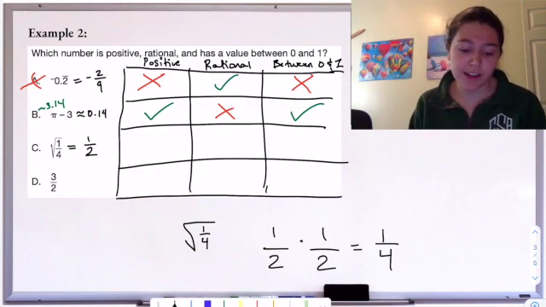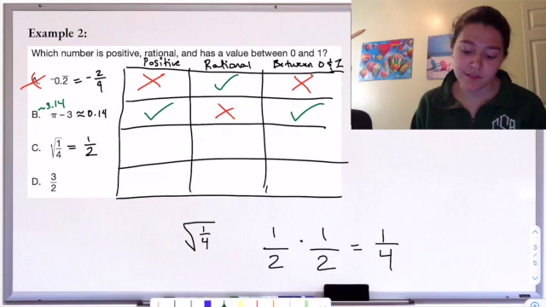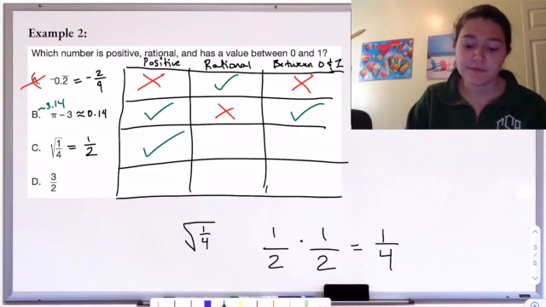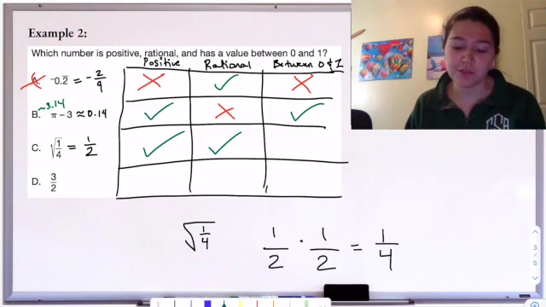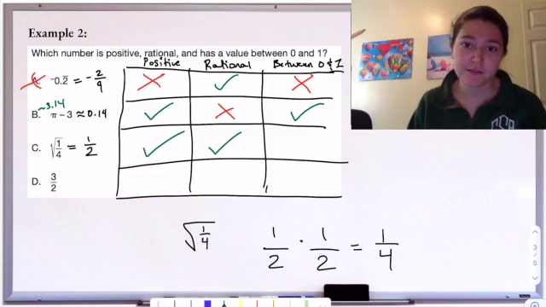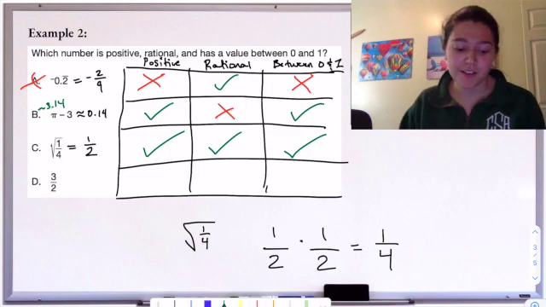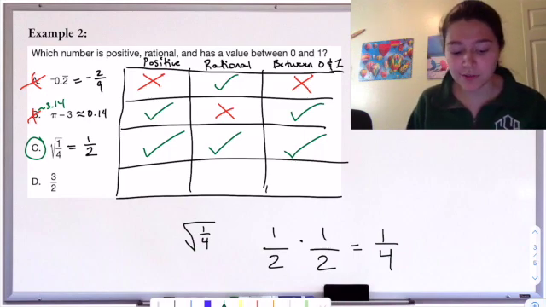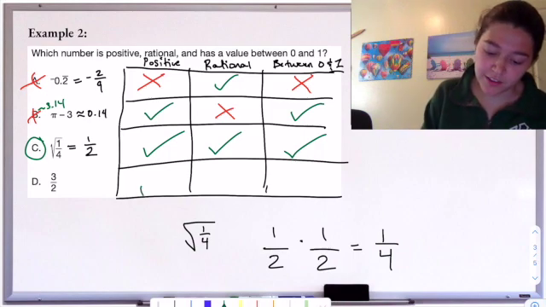Okay, so is 1/2 positive? Yes. Is 1/2 rational? Yes. And is 1/2 between 0 and 1? Yes, exactly between 0 and 1. Woo! Okay, so C is our answer then. And if we take a look at D, we have 3/2. That is positive and rational, but it is not between 0 and 1.